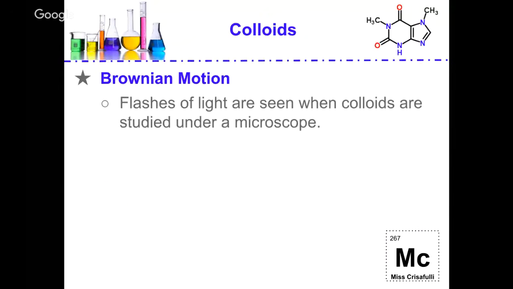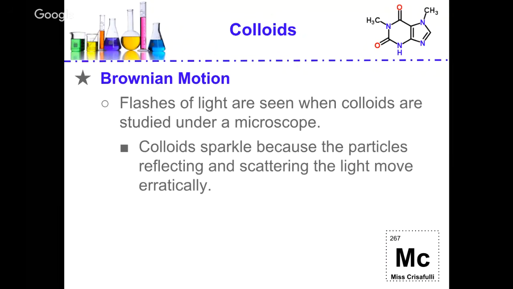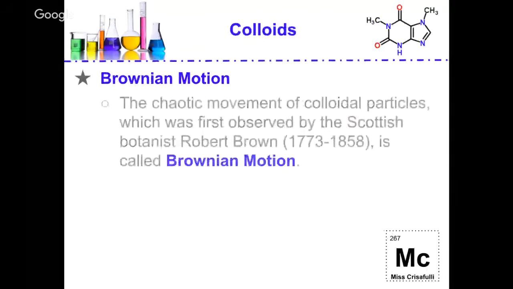Let's talk about Brownian motion. Flashes of light are seen when colloids are studied under a microscope. Colloids spark because the particles reflecting and scattering the light move erratically. The chaotic movement of colloidal particles was first observed by the Scottish botanist Robert Brown and is called Brownian motion.